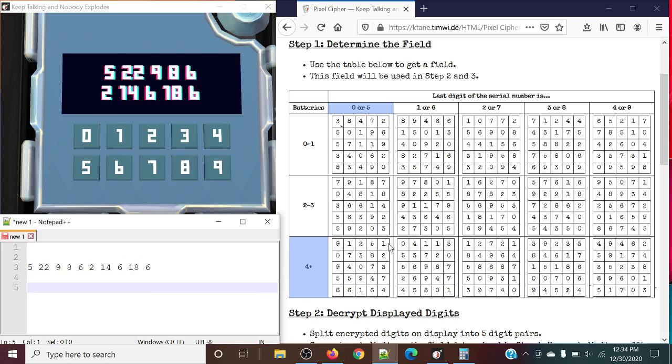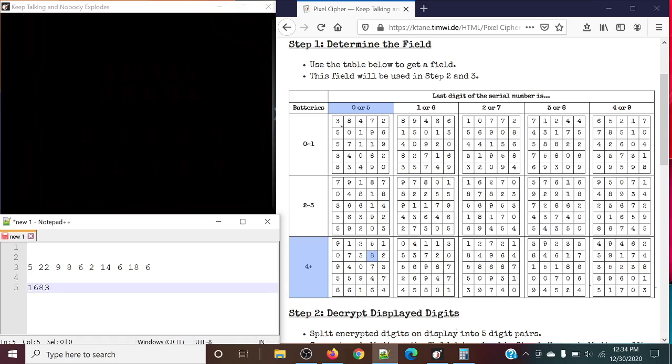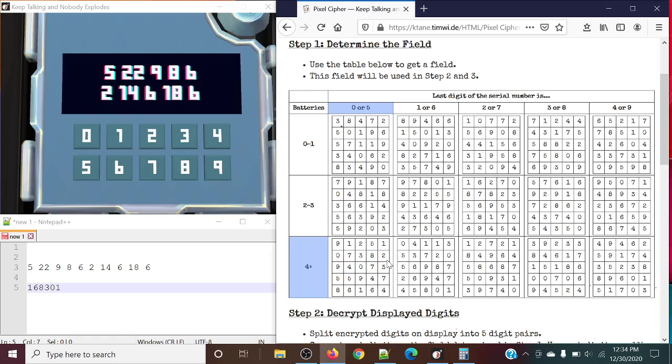So 5 is a 1, 22, 5, 10, 15, 20, 21, 22 is a 6, 9 is an 8, and 8 is a 3. 6 is a 0, 2 is a 1, 5, 10, 15, 14. 14 is a 7, 6 is a 0, 18 is 5, 10, 15, 16, 17, 18 is a 9, and 6, as we said, is a 0.